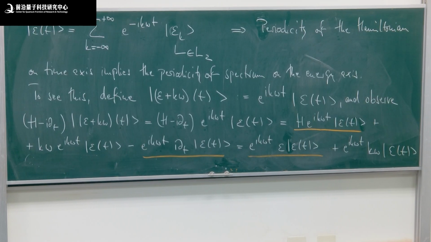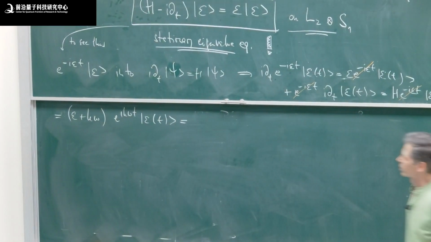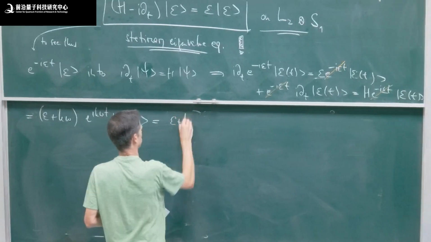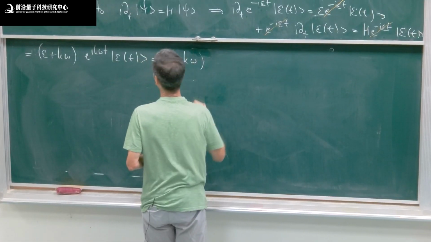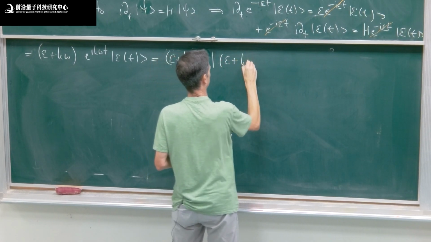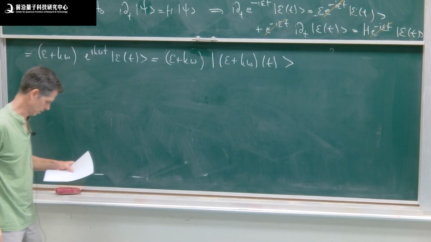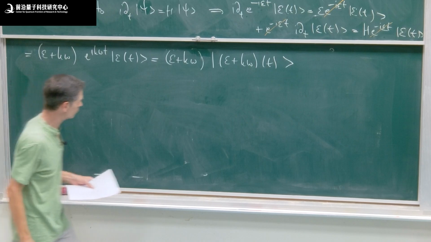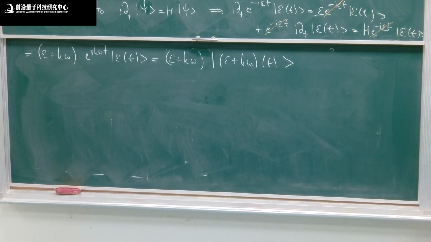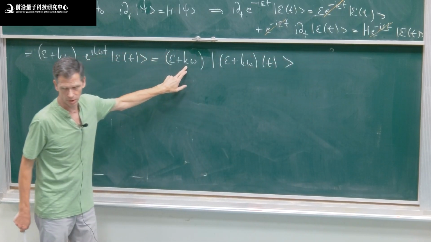And this, by the definition of this new object, epsilon plus k omega of t, gives me epsilon plus k omega times the ket epsilon plus k omega of t. So this new object again solves the Floquet eigenvalue equation, just with an eigenvalue which is shifted by an integer multiple of omega.